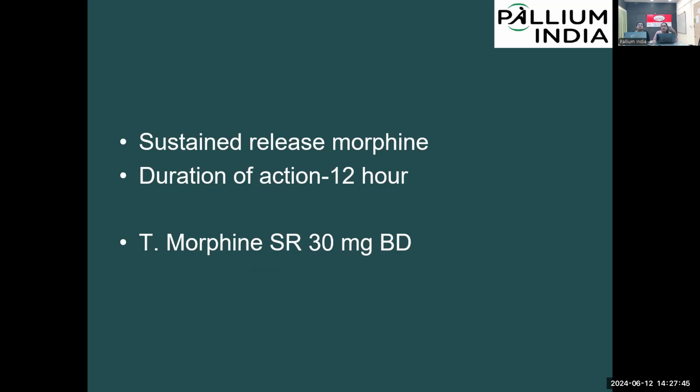The patient who was on 10 milligram of oral morphine every 4 hourly, that means 6 times a day, is taking a total dose of 60 milligram of oral morphine in 24 hours. So this immediate release preparation can be converted to a sustained release preparation. That is, the patient can be given 30 milligram of sustained release morphine 2 times a day. So that will solve his problem.